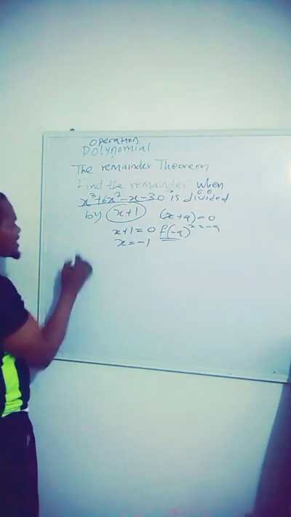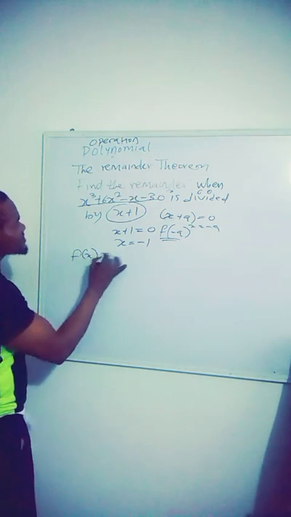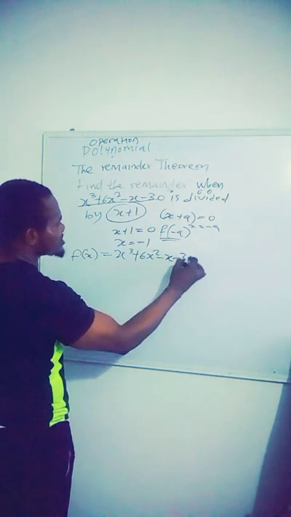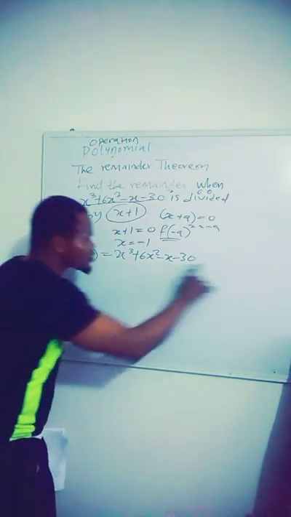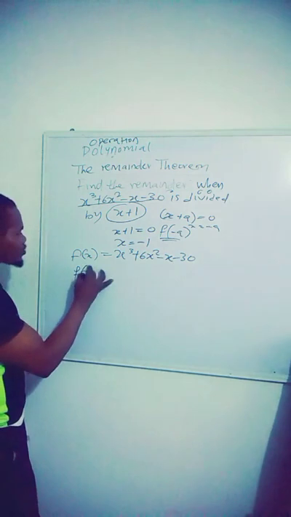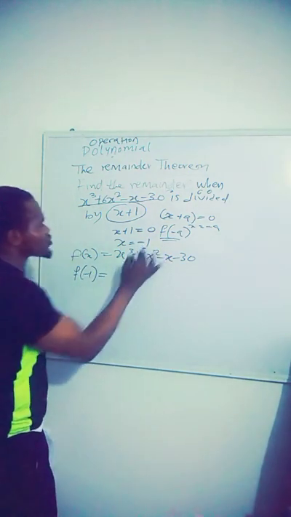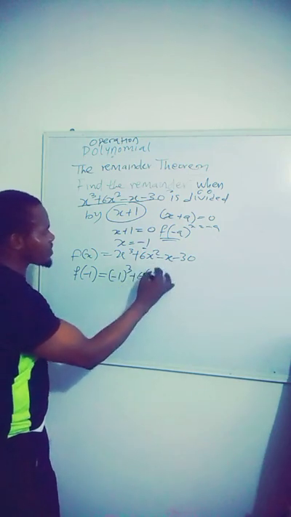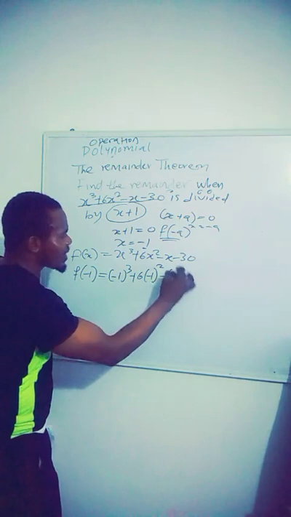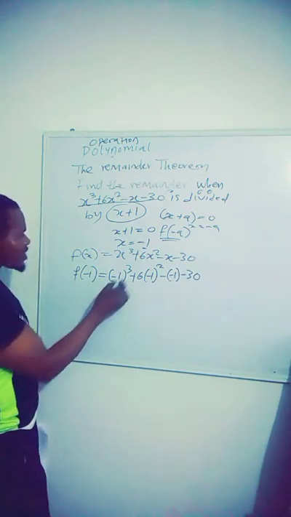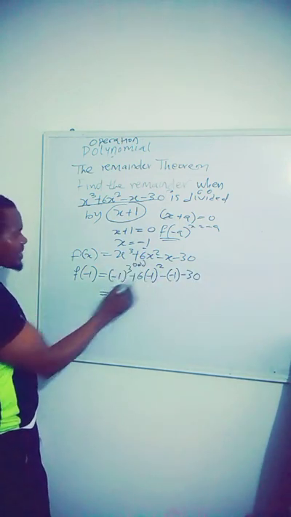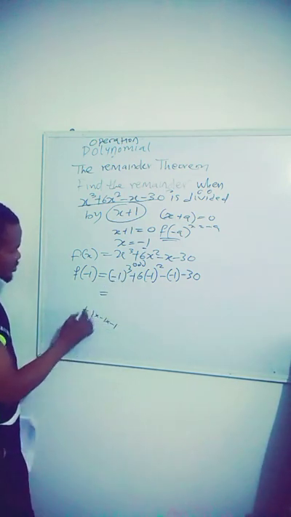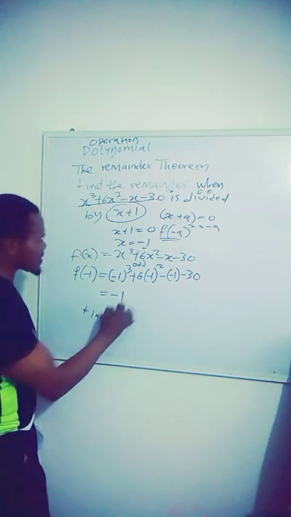So now, if f of s is s cubed plus 6s squared minus s minus 30, that means this is a function of s. Now that we have s as minus 1, wherever I see s, I input minus 1. So we have minus 1 raised to power 3, plus 6 times minus 1 raised to power 2, minus minus 1, minus 30. Because the power is an odd number, the final result will be negative. Minus 1 times minus 1 times minus 1: this will cancel this, we are still left with 1, so this will give us minus 1.